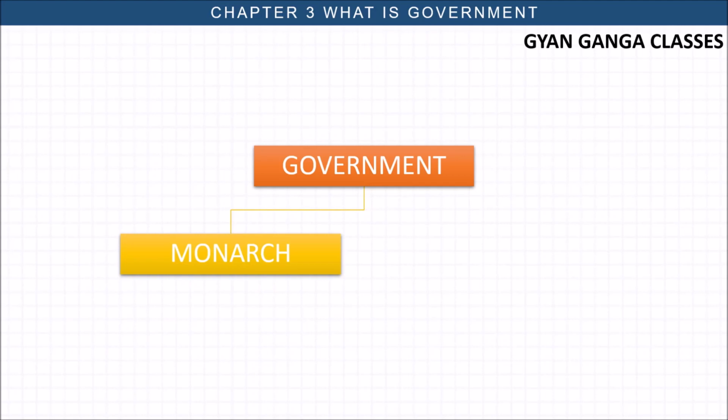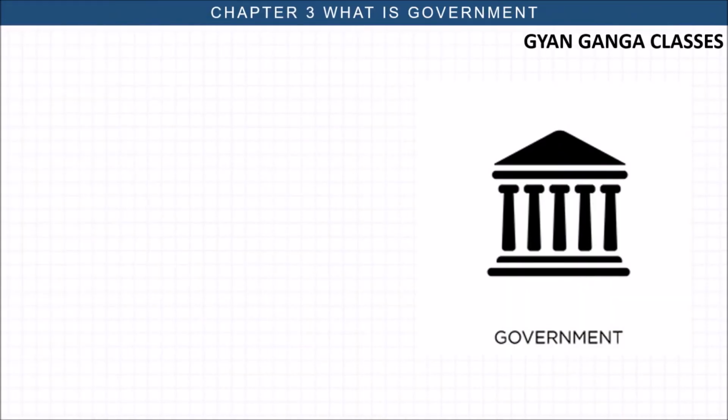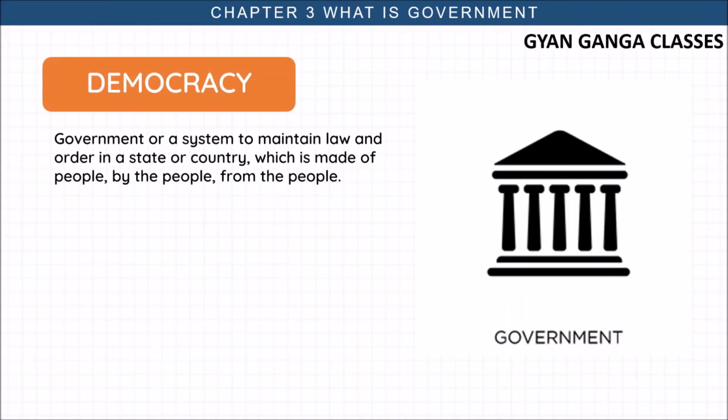So now let us learn about the types of governments. We are learning 2 types of government, monarchy and democracy. Let us first see democracy. A government or a system to maintain law and order in a state or country which is made by the people, of the people, from the people.